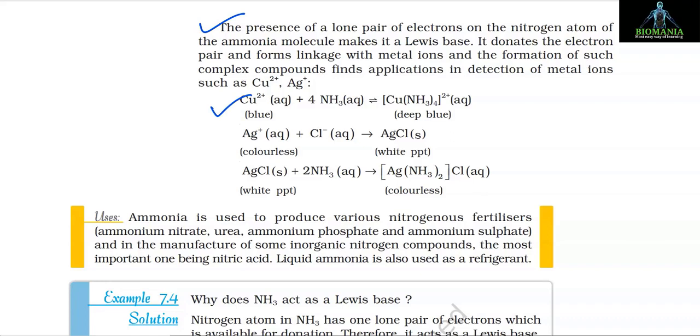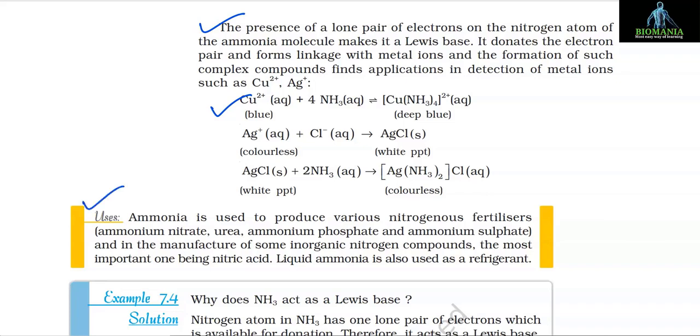Cu2+ plus 4NH3 gives [Cu(NH3)4]2+. Ag+ plus Cl- gives AgCl, that is a white precipitate, and AgCl, the white precipitate, plus 2NH3 gives [Ag(NH3)2]Cl, and that is completely colorless.